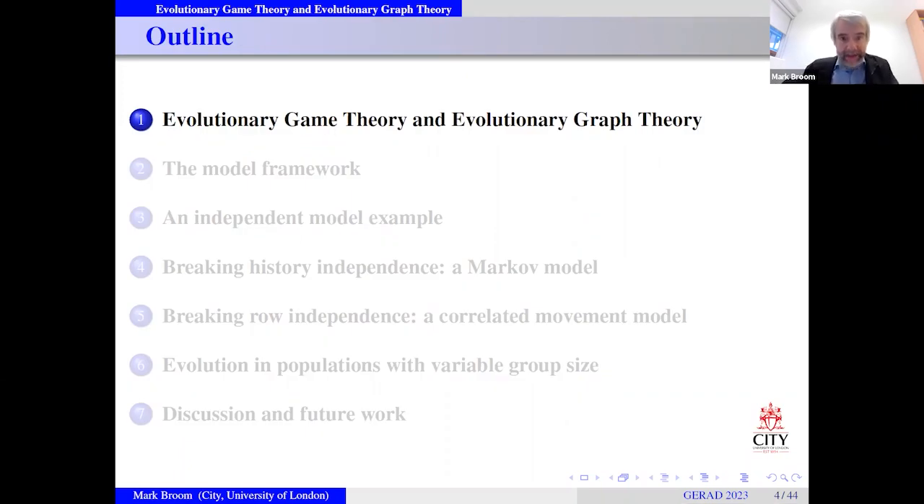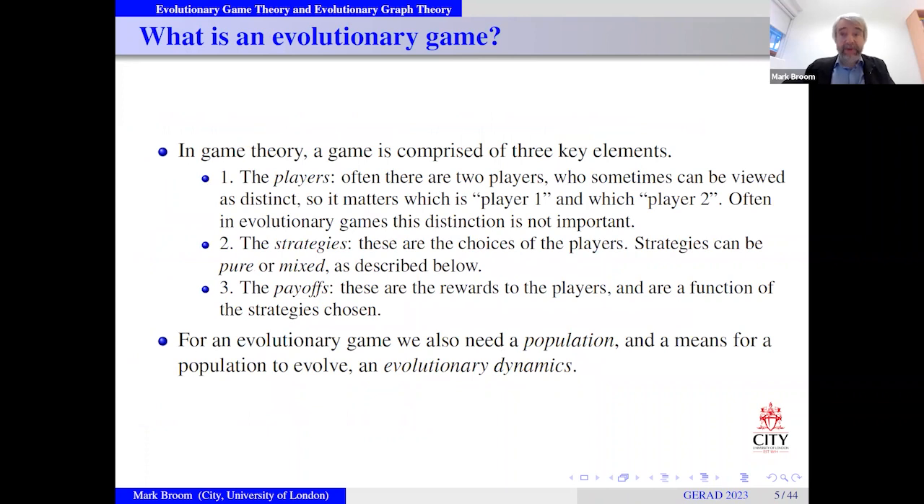So firstly, I'll say a little bit about both evolutionary game theory and evolutionary graph theory. What's an evolutionary game? A typical game involves players, some number of players, often two, so you can say player one, player two. Everyone knows about games. Players play strategies against each other, and after you select your strategy, which might be a pure strategy or a mixed strategy, payoffs follow. Each player will get a reward. That's what you have in a typical standard game.